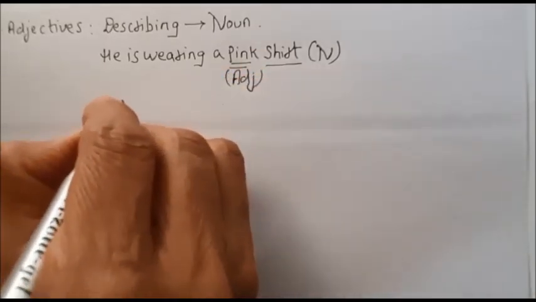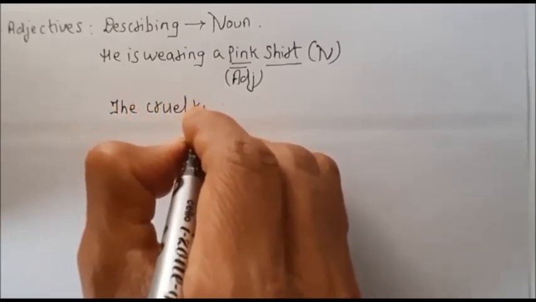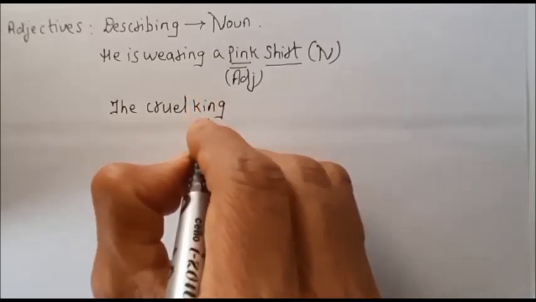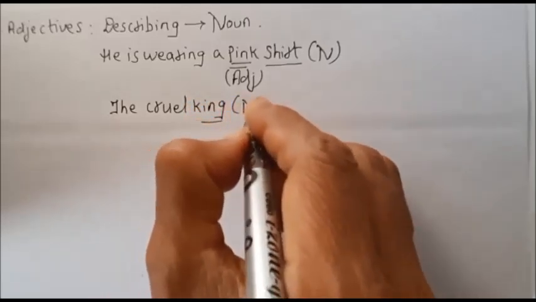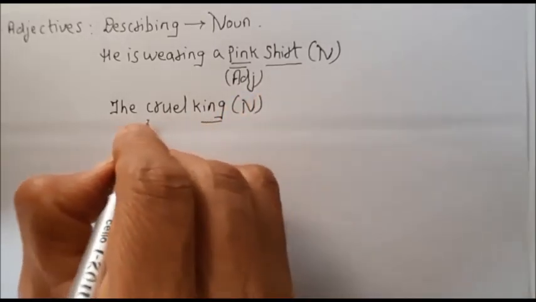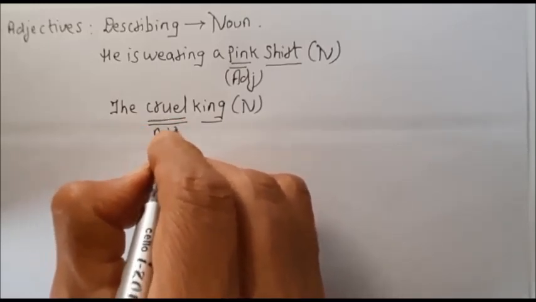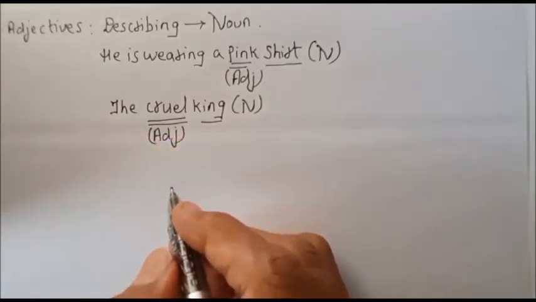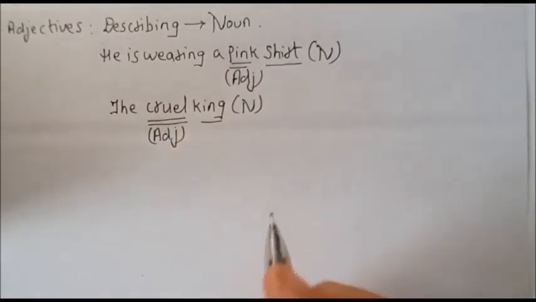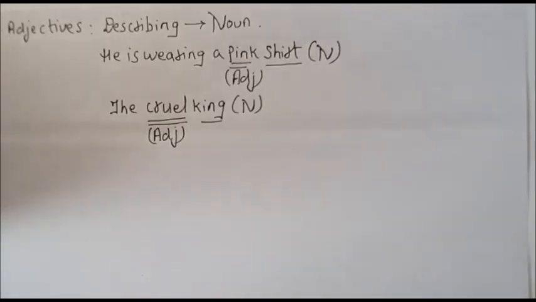Similarly, one more example. The cruel king. Now here again we are describing the king, right? And by which word are we describing this noun king? With this word cruel, which is called an adjective. Tall girl, scenic beauty, and a beautiful house, a big house. So all this we can term as adjectives when you're describing, right?